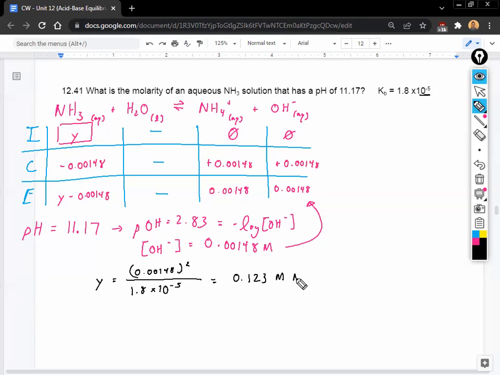0.123 molarity NH3. Okay, and here we don't need to do anything fancy for moles or liters. We just need to find the molarity, and so that's going to be your final answer. So a bit easier than the other problem.